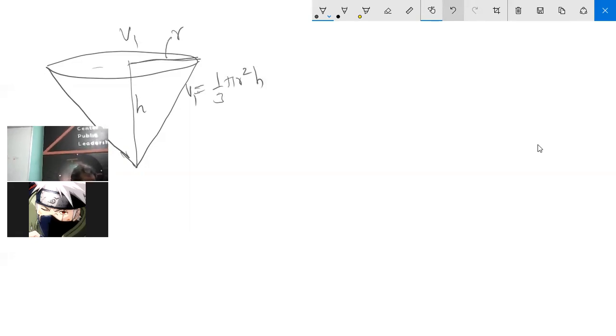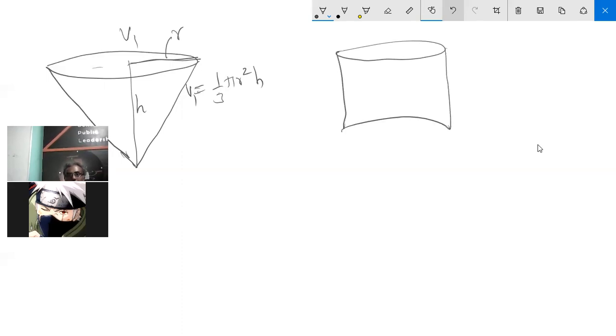This water is poured into a cylindrical flask of base radius xr. Height is unknown. Find the height of the water in the cylindrical flask. This volume is equal to this volume.